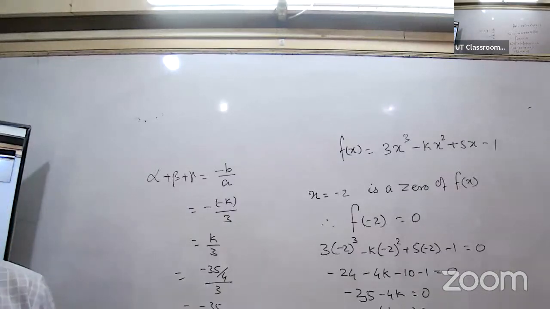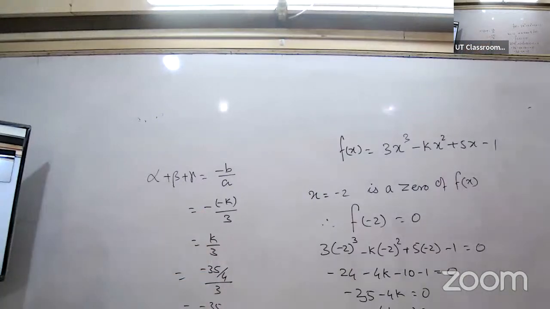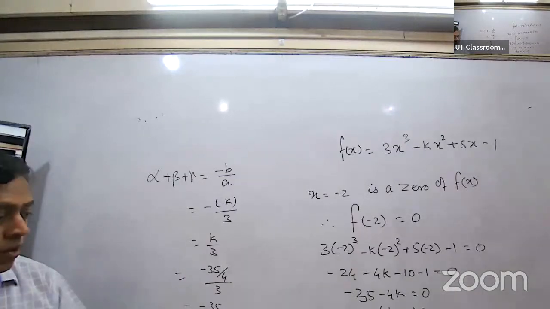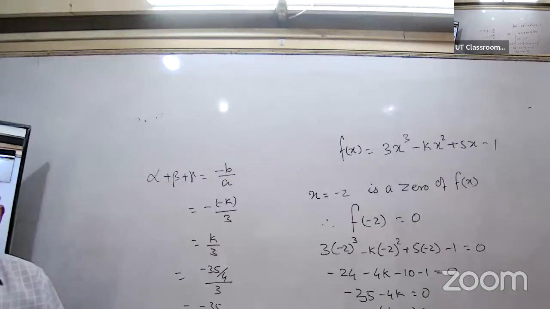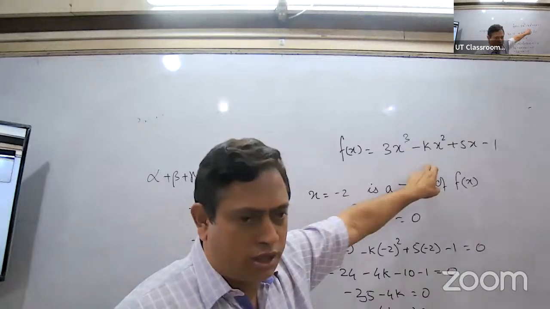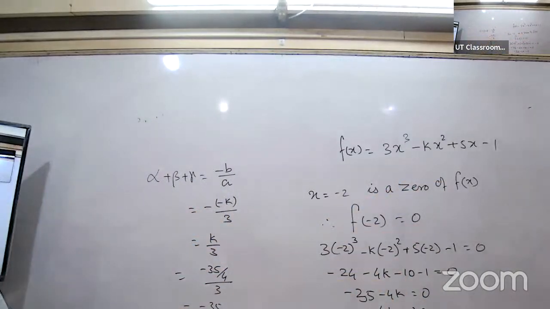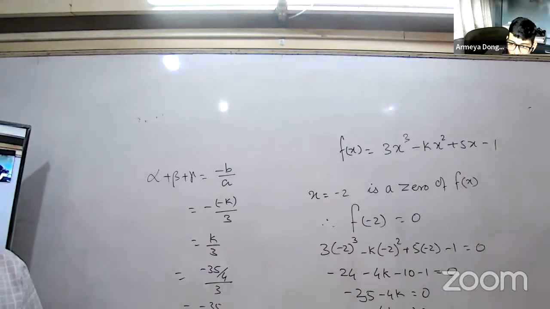Are you followed? Yes, sir. Check carefully the value that is coming. Don't make mistakes in plus minus. So the answer is coming as minus 35 by 4, the value of K. Here the coefficient of x square is minus K, so B is minus K. So it is K by 3, with K replaced. Are you followed? Yes, sir.